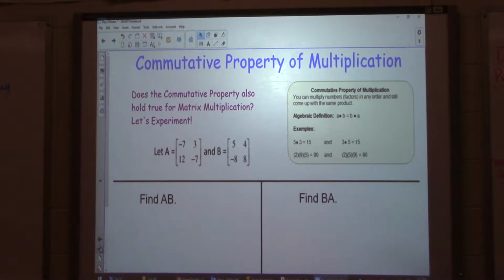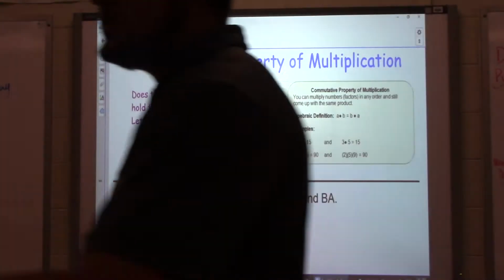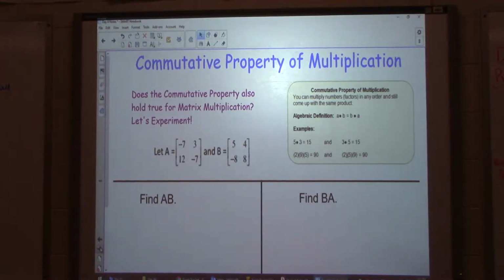How many of you think it will work for matrices? How many of you think it won't work for matrices? How many of you didn't answer? It should be like half the class. Yeah, there we go. Give it a shot. I want you to try it on your paper. I want you to multiply A times B and multiply B times A, and let's see what we get.